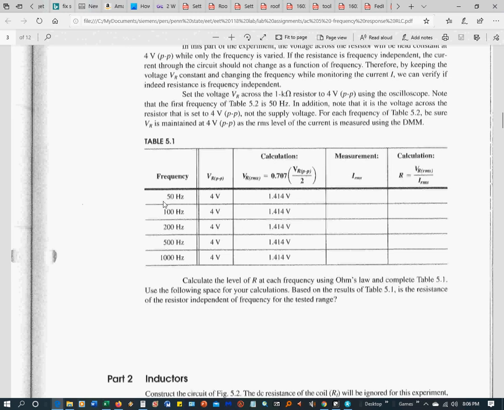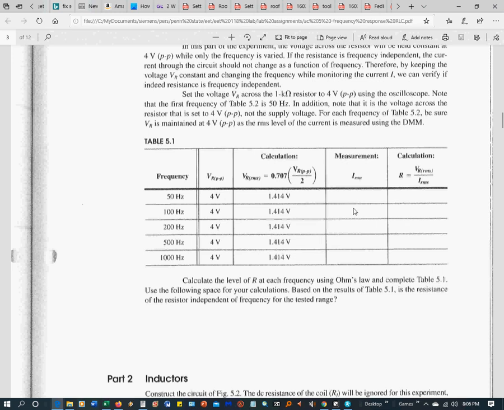we're changing frequencies, and the voltage across the resistor is set to 4. Then you do the calculation. You take the peak to peak voltage divided by 2, and then you divide it by the square root of 2 to get the RMS value, or multiply by 0.707. So 4 divided by 2 is 2, divided by the square root of 2, which is 1.414.